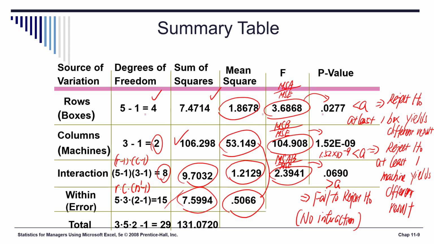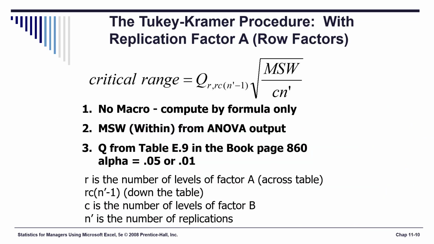also since we know different boxes yield different results, right? At least one box yields different results, so we can do the Tukey-Kramer procedure on the row factor, on factor A. So first of all, we will calculate a critical range. So look up the Q values from the Q table, and here the degree of freedom in that previous example is 5, right? And also number of rows is 5, and then 5 times 3 times 2 minus 1, so it's 15.